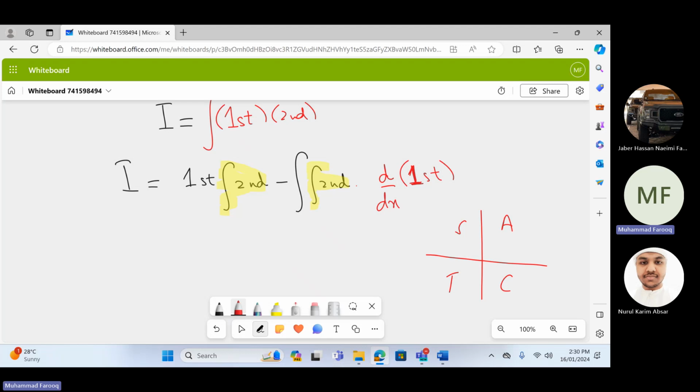So it's not a mathematical formula. It's just an observation of the students or the instructors. They developed this because it really works. It means in the first quadrant, all functions are positive. In the second quadrant, only sine is positive, in the third quadrant, tangent is positive, and in the fourth quadrant, cosine. Similarly, with this observation, they developed a shortcut to decide which function we can take as first, and which function we can take as second.